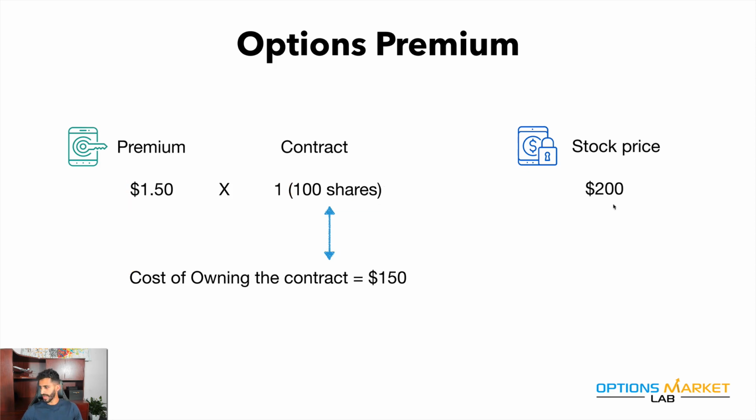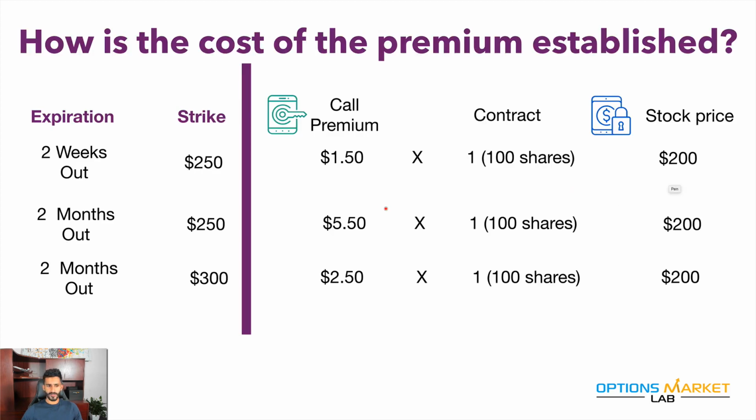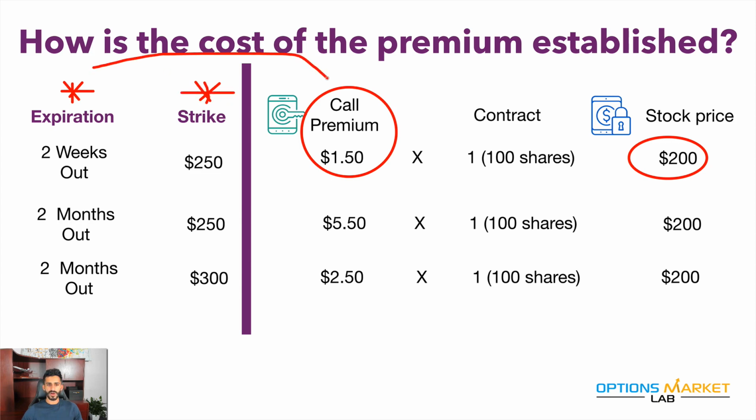Now let's break some things down. Let's say we are looking at a stock, and the stock price is $200, okay? The question people have is, how is the premium established? The way the premium is established, it factors in a few things. It factors in expiration, and it factors in strike price. Obviously, there are a lot more reasons behind the premium amount, and we're going to break that down in the next video. But the two things we're going to focus on are strike and expiration.